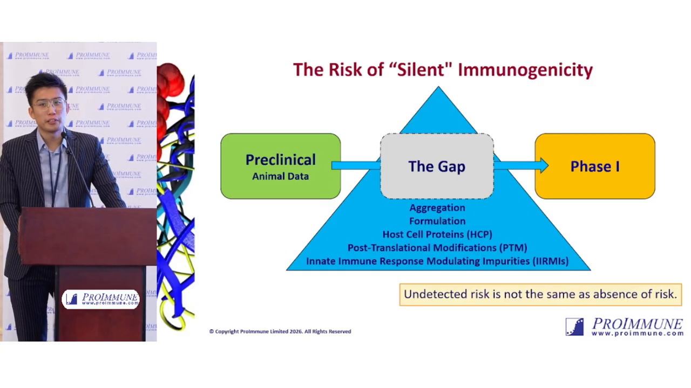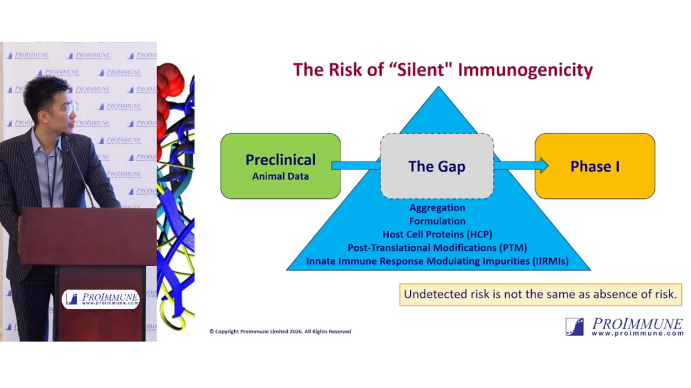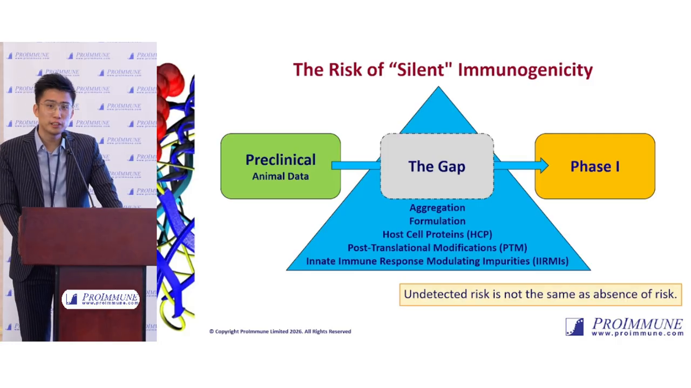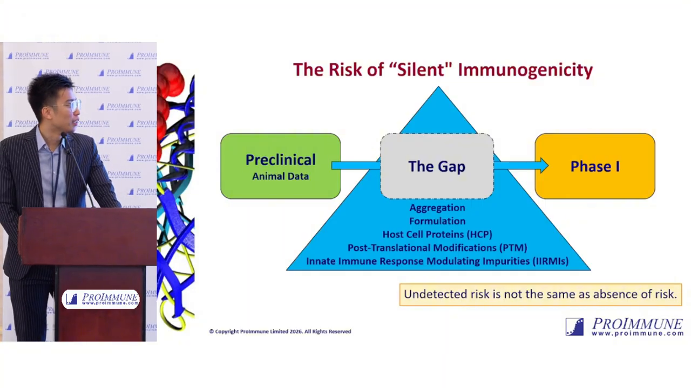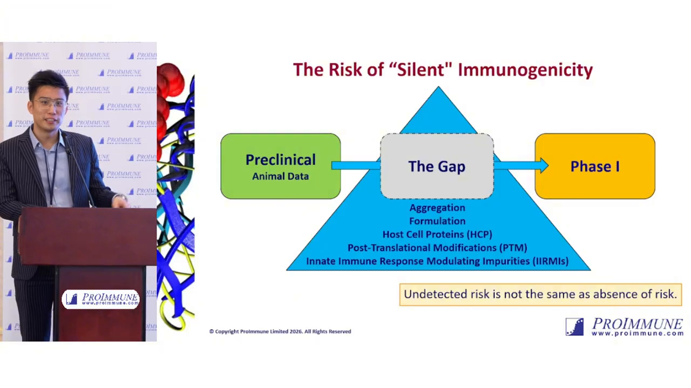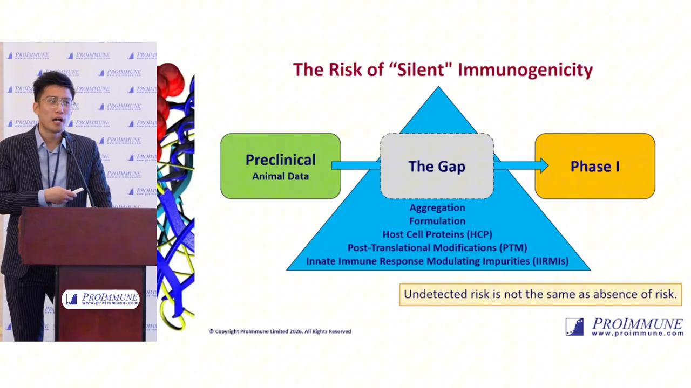So the gap that we're referring to comes down to a number of factors that could drive an innate immune response, such as aggregation, formulation, host cell proteins, post-translational modifications, and innate immune response modulating impurities, which for the rest of the presentation I'll just term IIRMIs. I really like what Dr. Danella has said, which I paraphrase: undetected risk is not the same as absence of risk. The whole point is how we can address this gap before the product reaches the clinic.